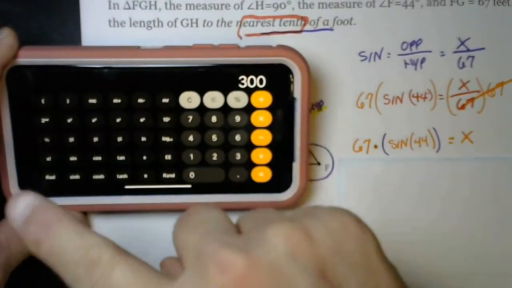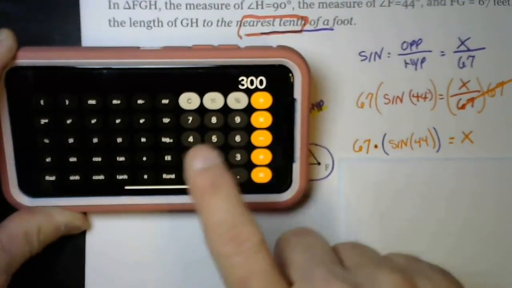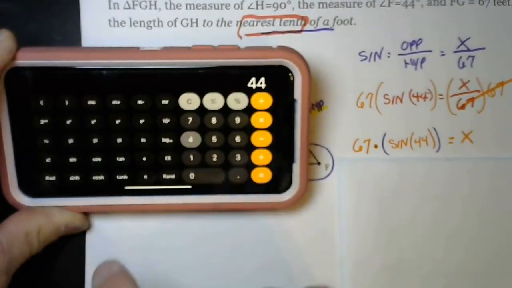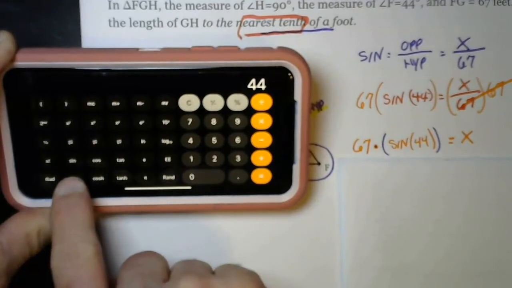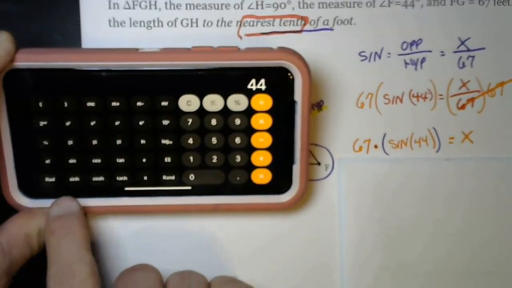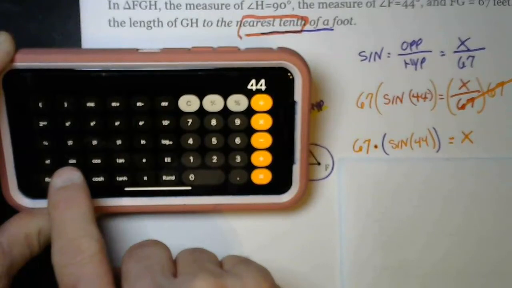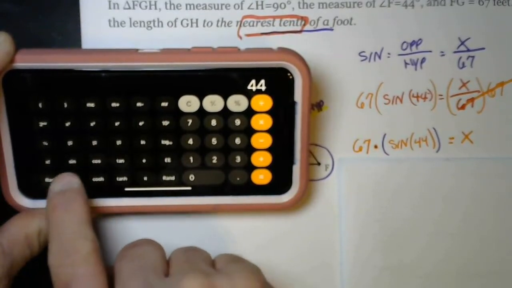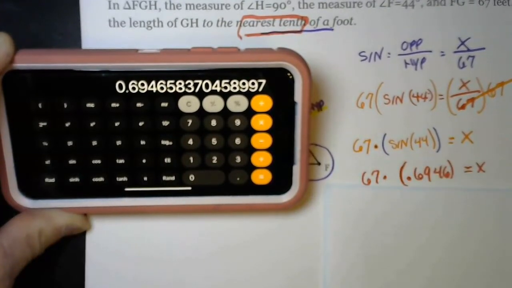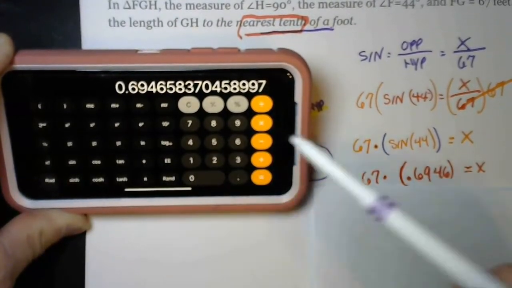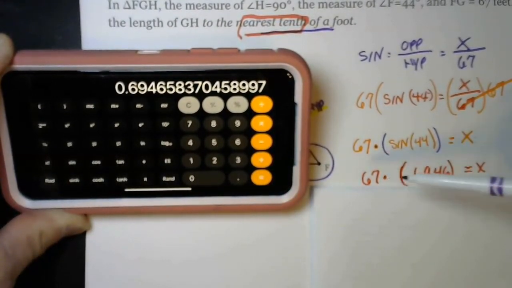So on the calculator on the iPhone, you have to do it backward. You have to put in 44. Well, let me clear first. 44, and then press the sine button, which is the second to the right, fourth one down. And when I tap sine, it's going to give me 0.6946. And you'll see that that's the same thing as what the classroom calculator gave me, 0.6946. Then I just multiply that times 67.